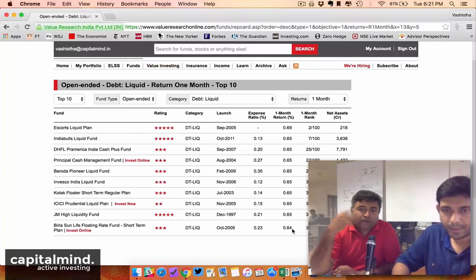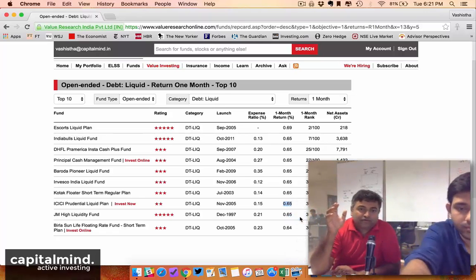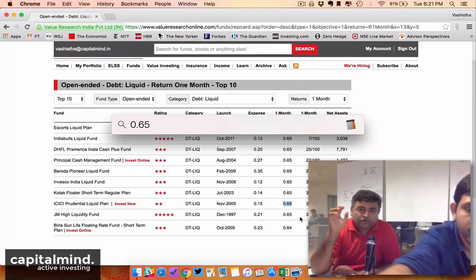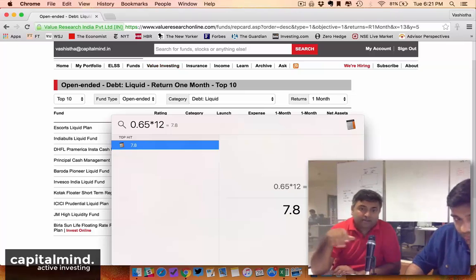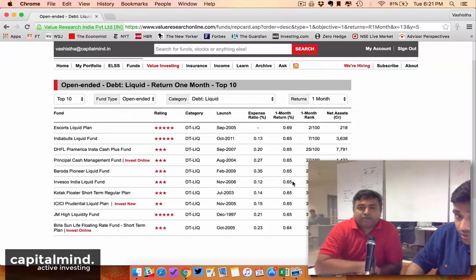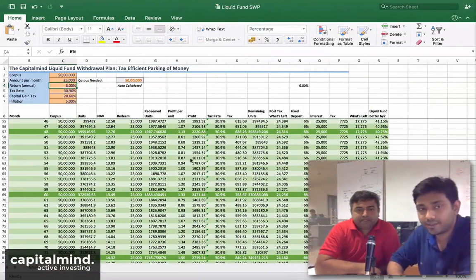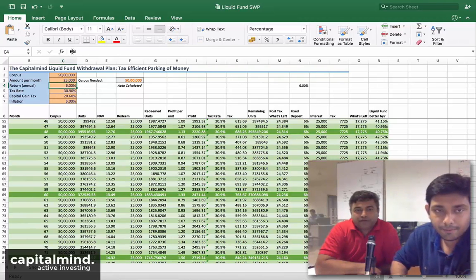So 0.65, so that's 0.65 per month. Now let's multiply 0.65 by 12 months, right? So you got that much that you can get in the market today. That's 7.8%. Should we put this in our spreadsheet? Let's do that. Let's put 7.8%.